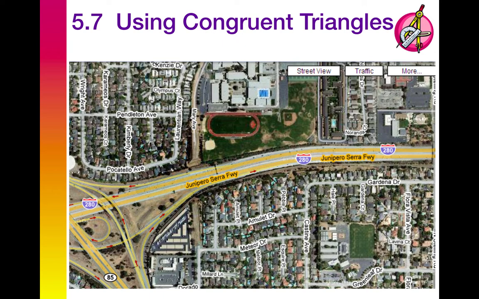We're in section 5.7, using congruent triangles to solve problems. So let's take a look at a map, and this is Route 280 and Route 85 in the lower left-hand corner. And hopefully you can recognize some of this.